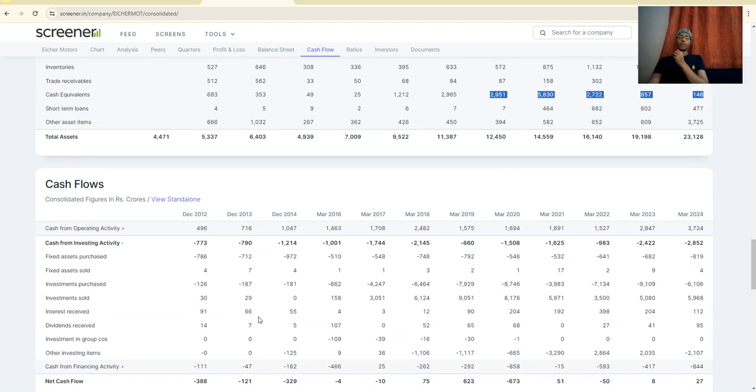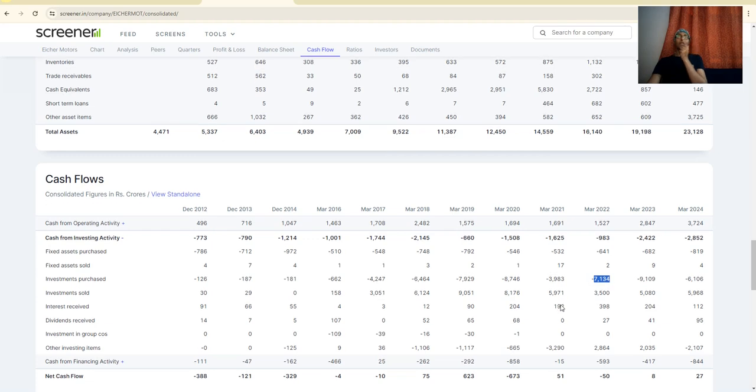You will see investments here, investments purchased have increased. 9,000 crore, 7,000 crore, 3,000 crore, 8,000 crore. So they have increased in the last 2 years. 9,000 crore, 6,000 crore, like that. They have also sold investments, but they have bought investments parallelly at large amounts. What those investments are, we have to check.